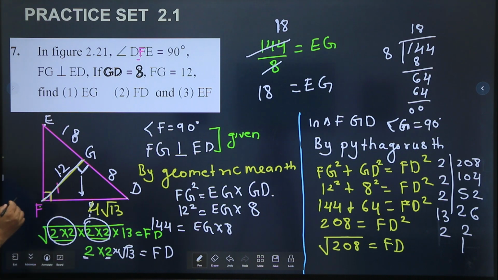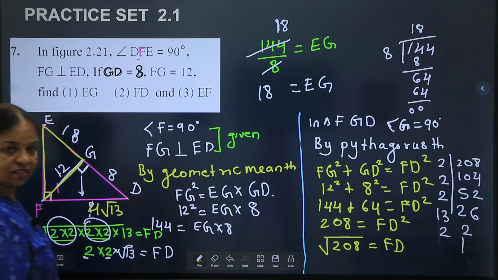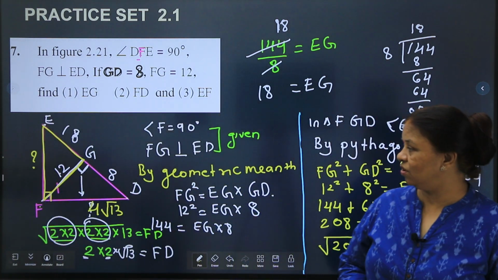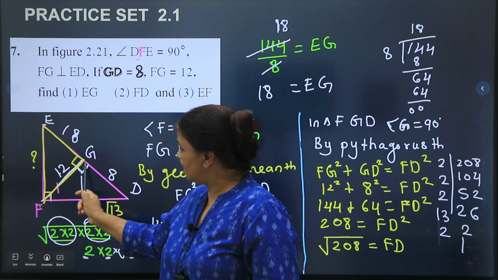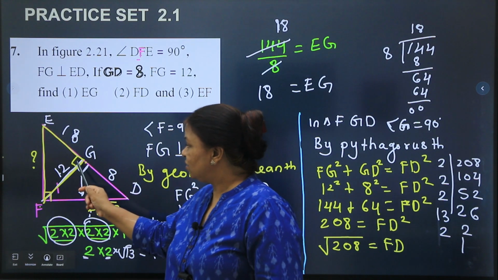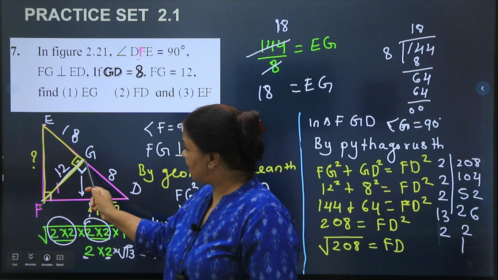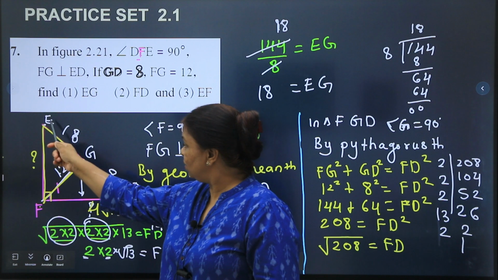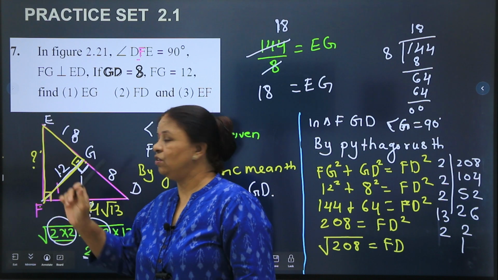They are also asking you to find out EF. To get EF you will be using Pythagoras theorem in this. Now this is the homework, children. Let me see how you solve it. I will just discuss with you. This FG is perpendicular to ED, so this is going to be 90 degree. So you will be using Pythagoras theorem in this: FG square plus GE square is equal to EF square, 12 square plus 18 square, and then take the square root and get the value of EF.